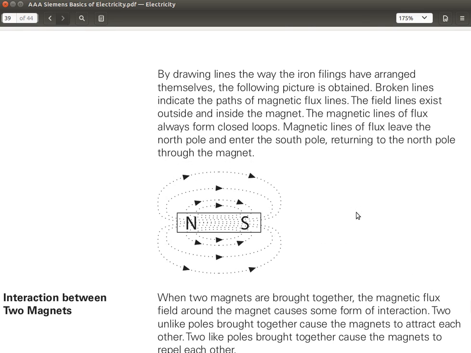By drawing lines the way the iron filings have arranged themselves, the following picture is obtained. Broken lines indicate the path of magnetic flux lines. The field lines exist outside and inside the magnet. The magnetic lines of flux always form closed loops. So you see, there's no break in the loops. They go round and round from north, go outside the magnet, go around and enter the south. Inside the magnet, they go from south to north and go right around. Magnetic lines of flux leave the north pole and enter the south pole, returning to the north pole through the magnet.